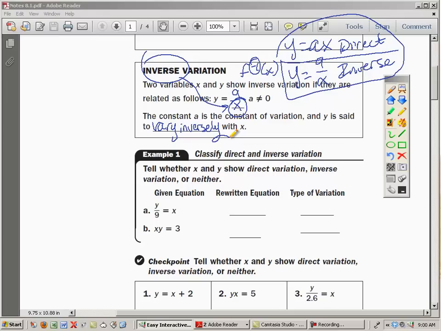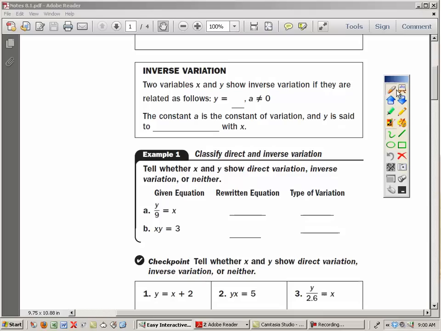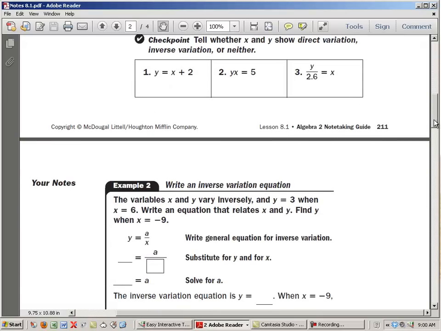So, classify direct variation and inverse variation. It says tell whether x and y show direct or inverse variation or neither. In this case, it says y divided by 9 is equal to x. To be in this form, it must say y equals. So if I multiply both sides by 9, I get y equals 9x, and so obviously this is a direct variation. Whereas for this one, if I divide both sides by x to make it say y equals, this cancels out, and I get y equals 3 divided by x, and so that is an inverse variation. Why don't you guys try a couple? Pretty straightforward. Go ahead and try a few, and we'll be right back with a solution.